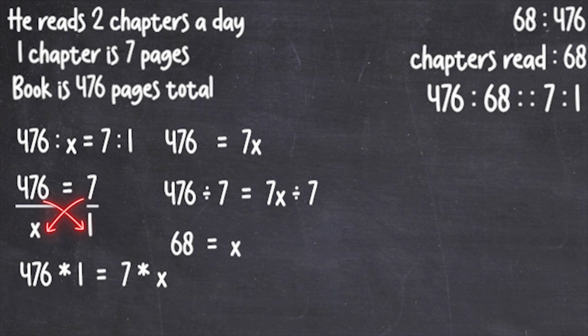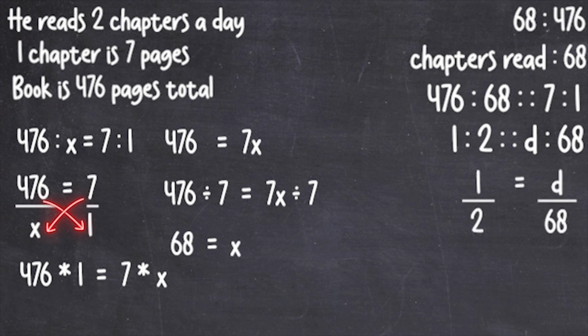Since we know the number of chapters in the book, we need to find the amount of time it will take the man to finish it. The second proportion gives us a relationship between the number of chapters read and the number of days. The man reads 2 chapters per day, so we need to figure out the number of days it will take him to finish 68 chapters. How would you write this as a proportion? It can be written as 1 to 2 equals D to 68, with D representing the unknown number of days. The corresponding fraction is 1 over 2 equals D over 68.